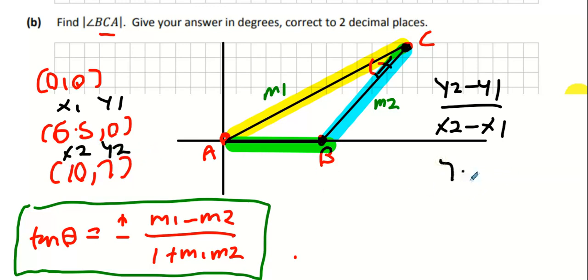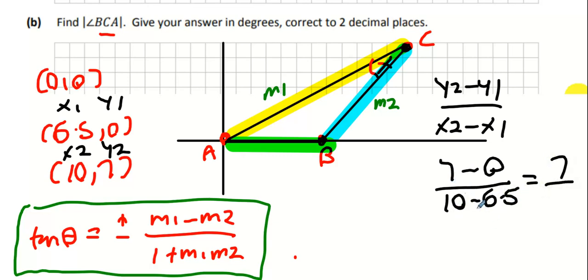Okay, so it's going to be 7 take away y1, which is 0, and then it's going to be x2, which is 10 take away 6.5. And it's 7 over 10 take away 6.5, which is 3.5. And 7 over 3.5 is 2. So the slope is 2. Okay. Now we're going to do B to C. Sorry, that was the slope of B to C. Oh, sorry, that is the slope of B to C. So that's actually m2. m2 is 2.